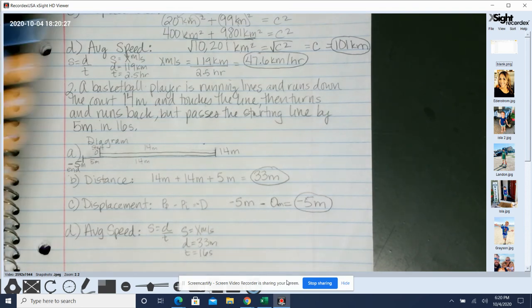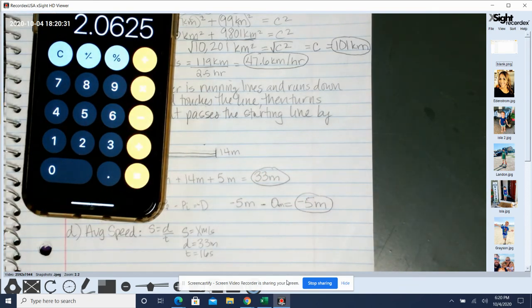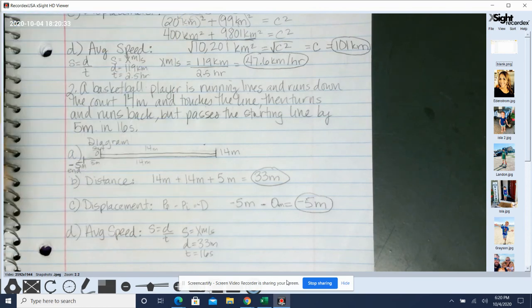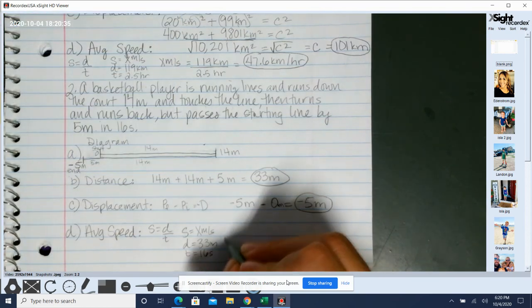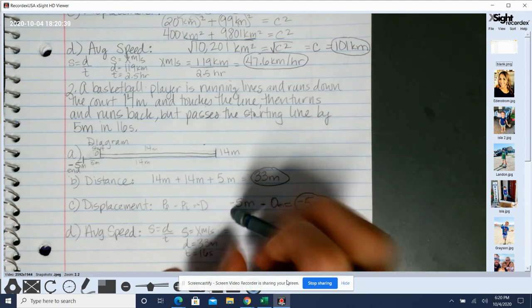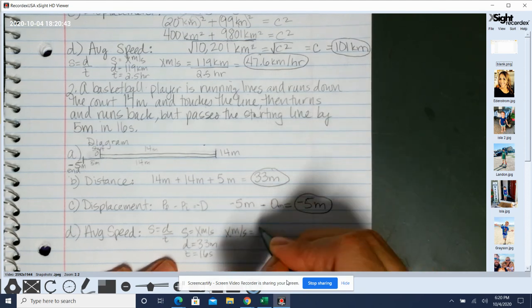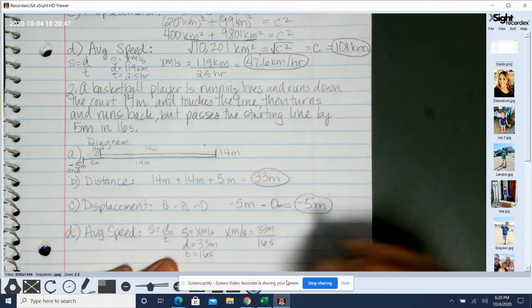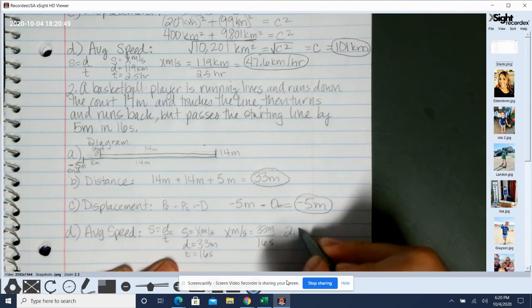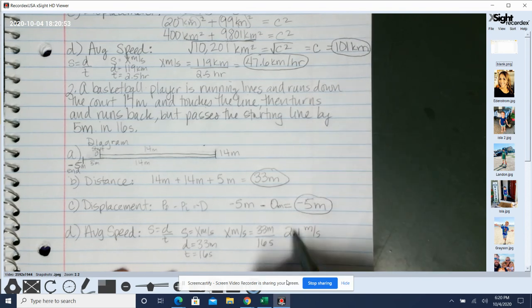So in this case, I'm going to go 33 divided by 16, and that's going to give me 2.06. I'm going to round it up to 2.1. Oh, actually, I forgot to plug it into the equation. I better do that real quick. X meters per second equals 33 meters divided by 16 seconds. Remember, it's in meters per second. And that's going to be 2.1, and that's meters per second. Okay, so we got the speed.